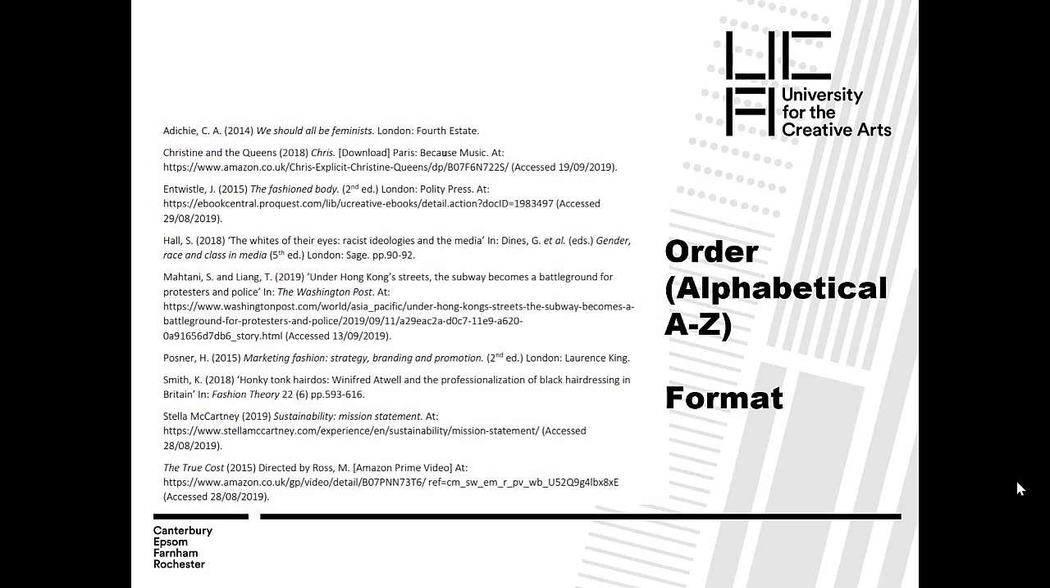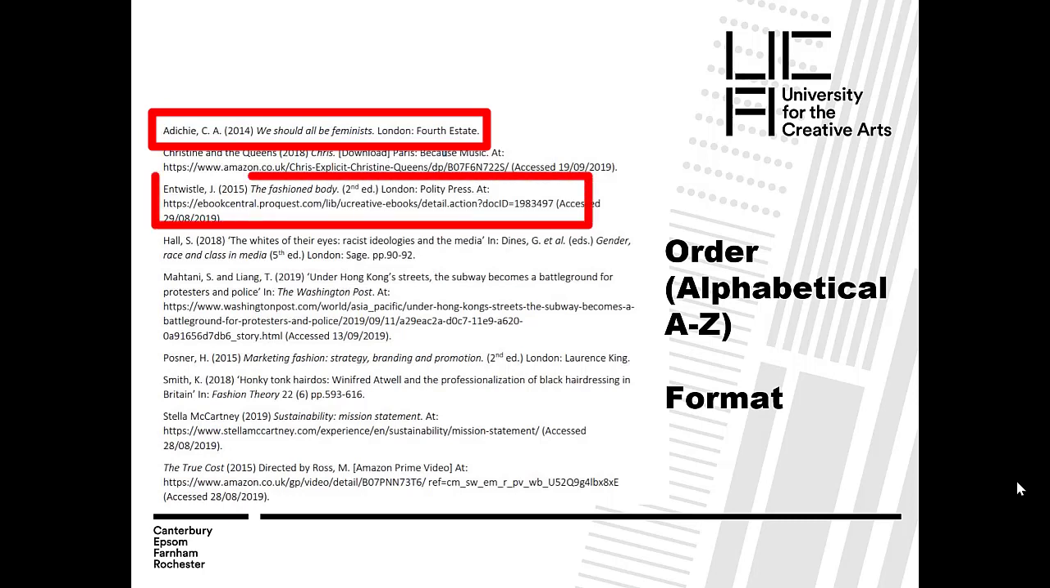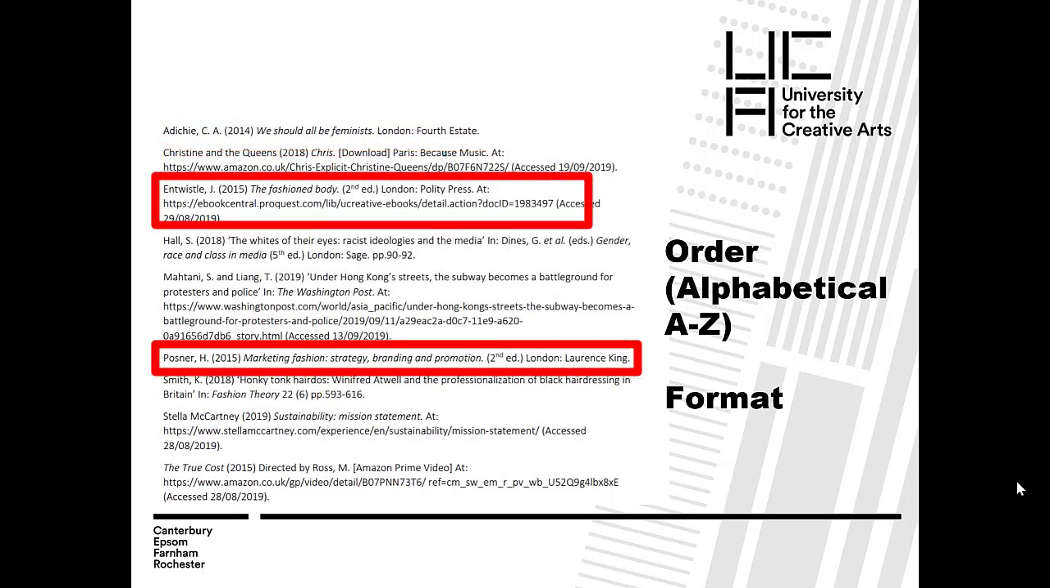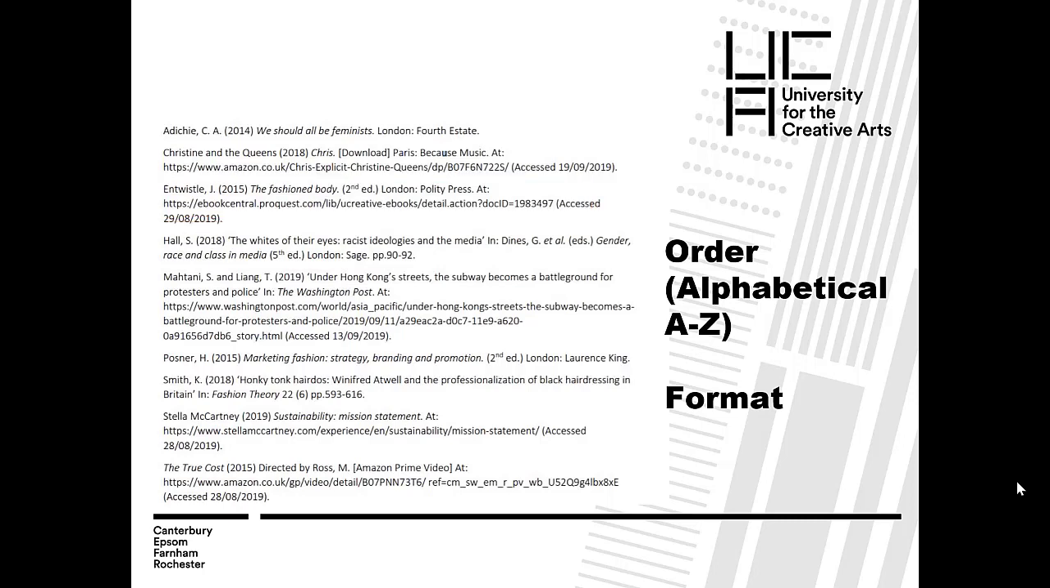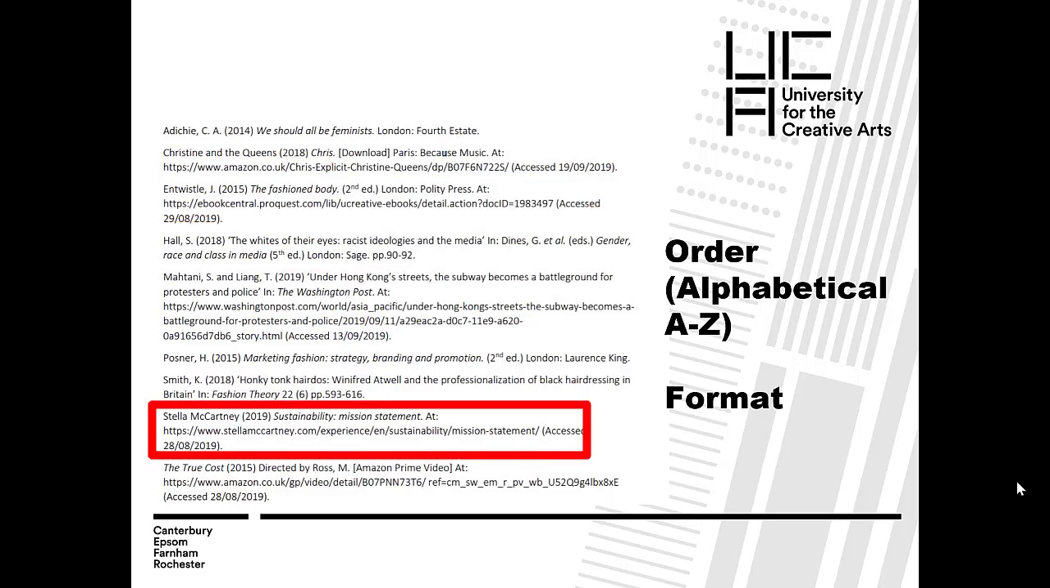Your bibliography must be arranged alphabetically by author's surname in ascending order. That means that you start with names beginning with A. So here on this bibliography, you can see Adichie is at the very start, and they appear before names such as Entwistle and Posner, which are further down in the A to Z list. Company names, like Stella McCartney here, and films, like The True Cost here, should also be placed in the correct alphabetical order.